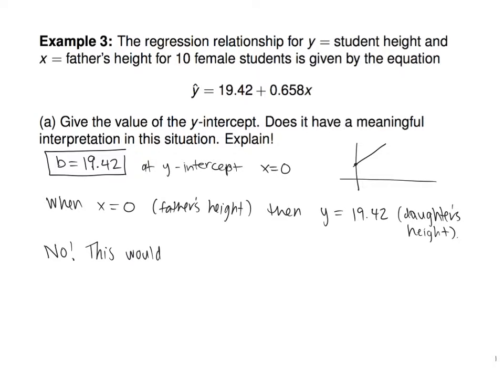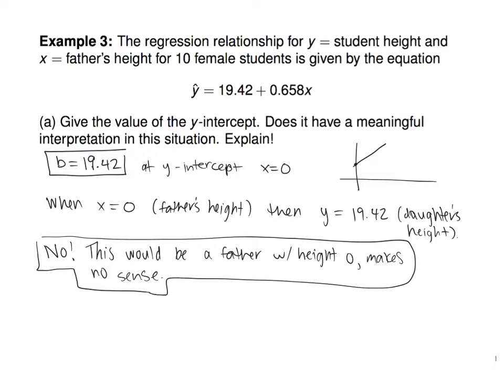This would be a father with height 0. It makes no sense. Sometimes having things be 0 makes total sense. Like if you had age and height, 0 could be your height at birth, right? So sometimes 0 will make sense, but in lots of cases it won't, okay? So just ask yourself, if x is equal to 0, what does that mean in this context, and does that make sense or not?